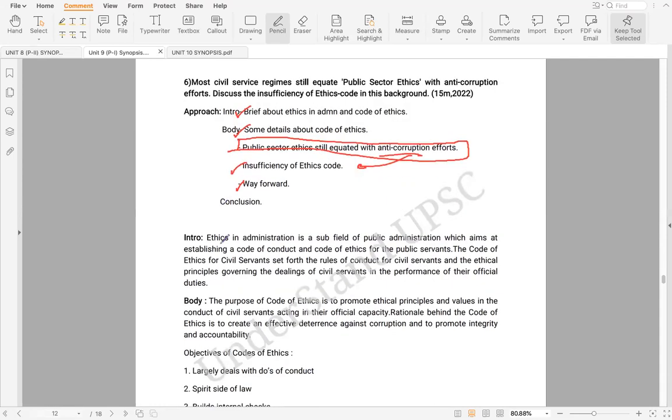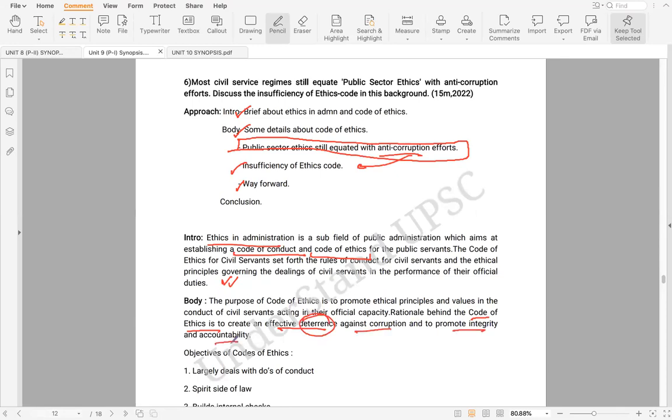Ethics in administration is a subfield of public administration, which aims at establishing a code of conduct as well as a code of ethics for the public servants. The code of ethics for the civil servants sets forth the rules of conduct for civil servants and the ethical principles governing the dealings of civil servants in the performance of their official duties. The purpose of the code of ethics is to promote ethical principles and values in the conduct of civil servants acting in their official capacity.